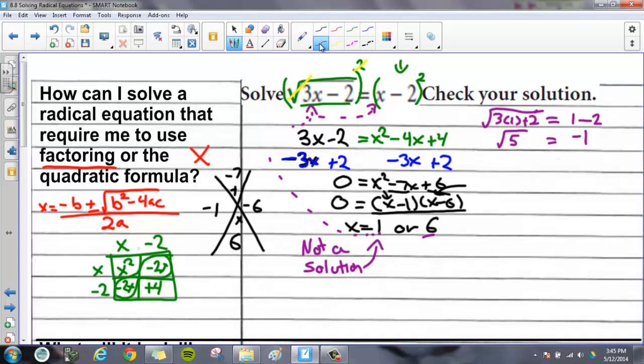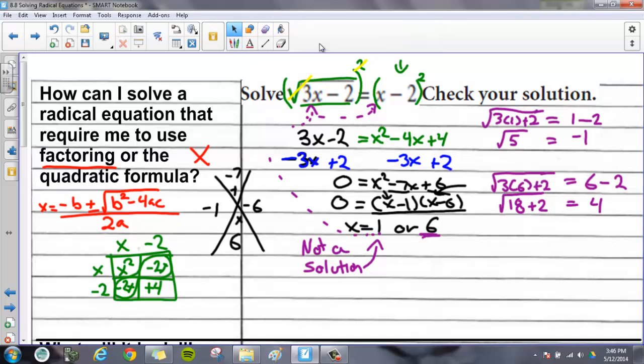Let's see if the 6 is a solution. So I'm going to take the square root of 3 times 6 plus 2. Is that equal to 6 minus 2? Well, 3 times 6 is 18 plus 2, is equal to 6 minus 2, which is 4. Oh, it's minus 2. I'm sorry. I did this wrong on both of them. Guys, why didn't you see this? Oh, check this. This is minus.